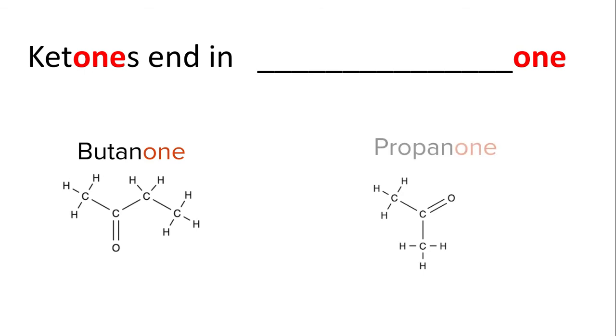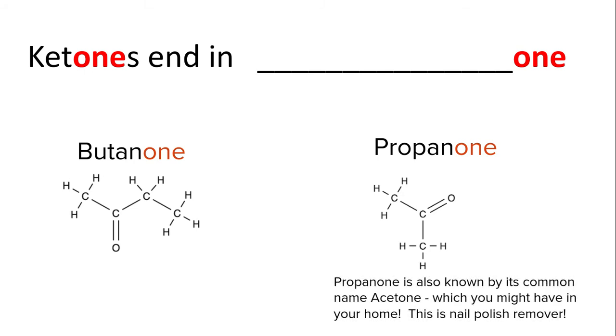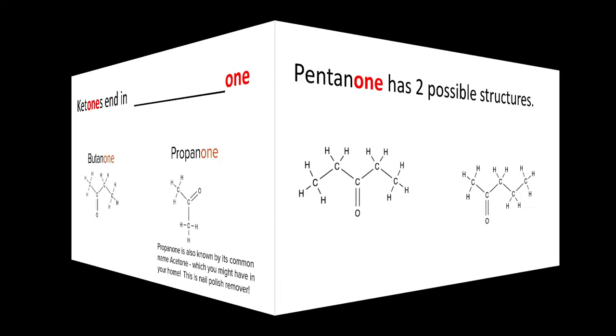So this is propanone. Now, propanone is actually kind of interesting. It has a common name too, sometimes called acetone. You might have this in your home. This is nail polish remover. So you might actually have a ketone in your house. If you have nail polish remover, acetone, in your house, you've got a ketone in your house.